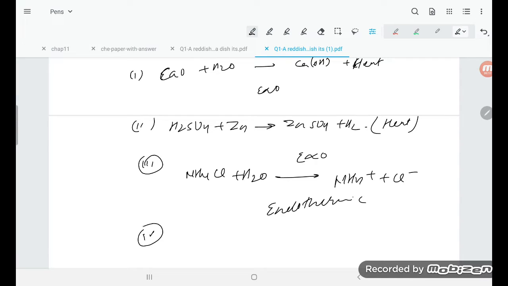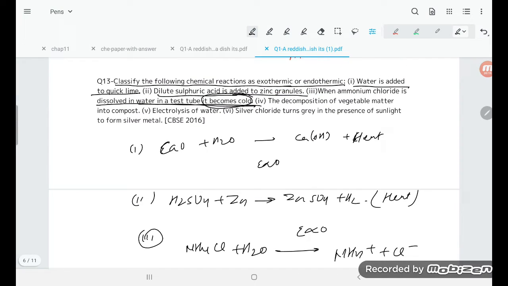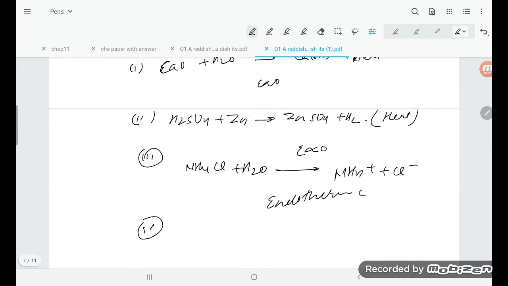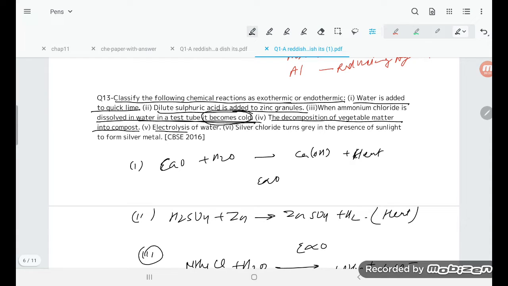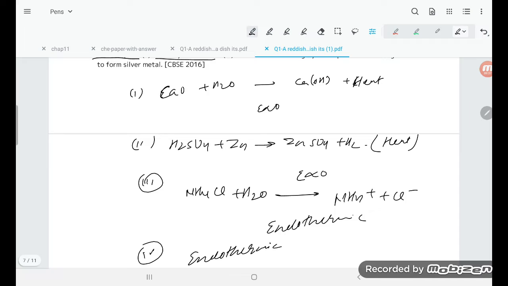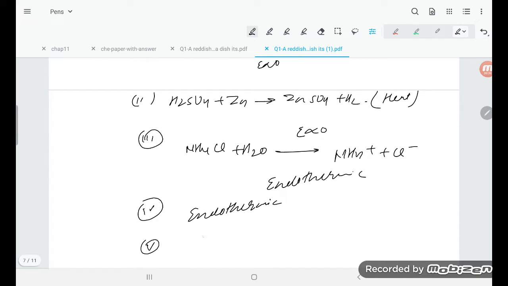Next one, the fourth one, the decomposition of vegetable matter into compost. Decomposition reactions are what, student? They are always endothermic. Next one, electrolysis of water. Electricity is required, so the fifth one is also going to be what, student? That is endothermic.